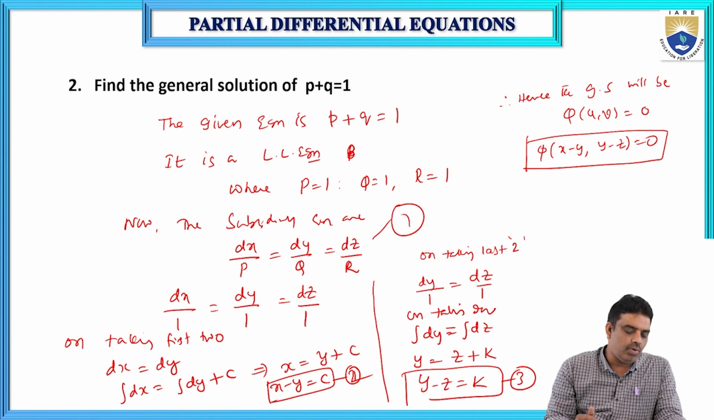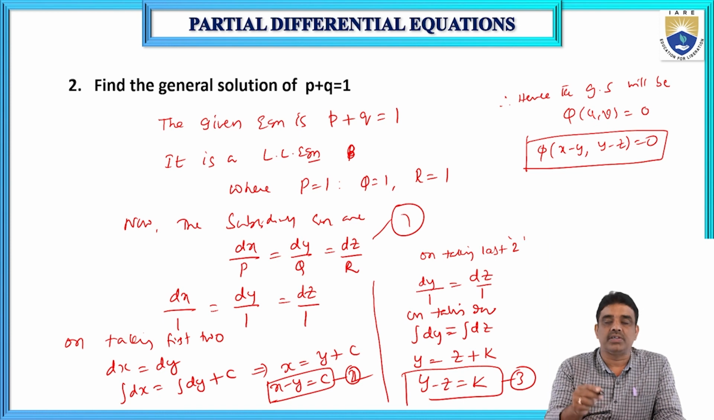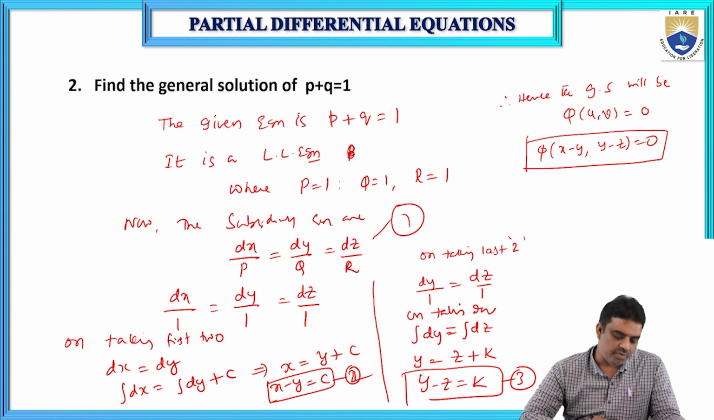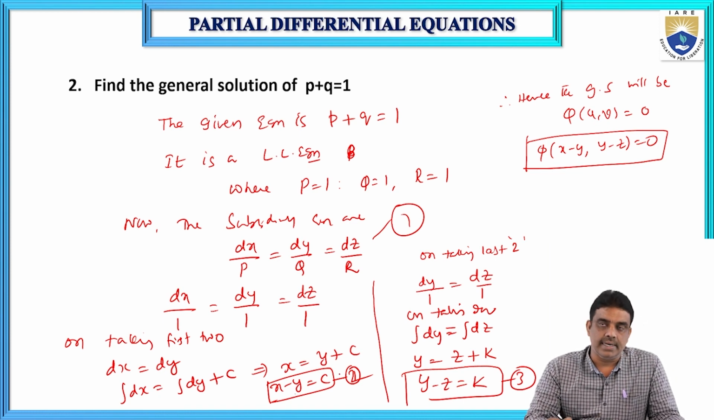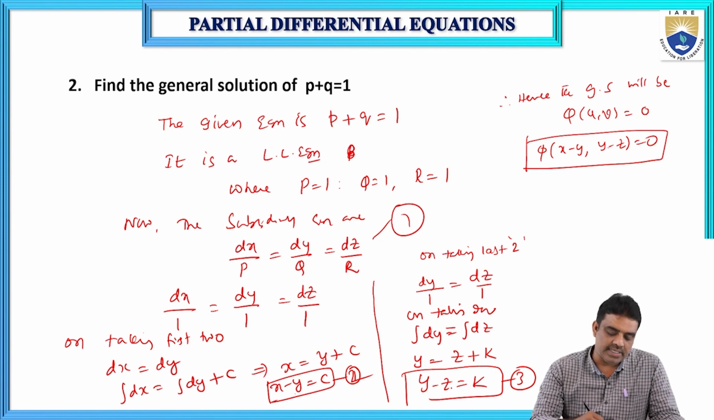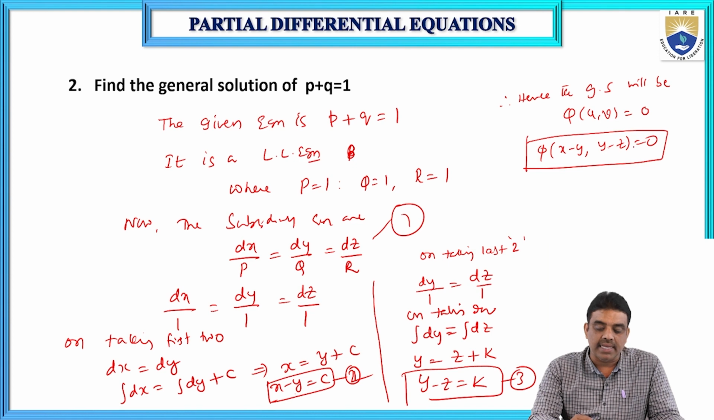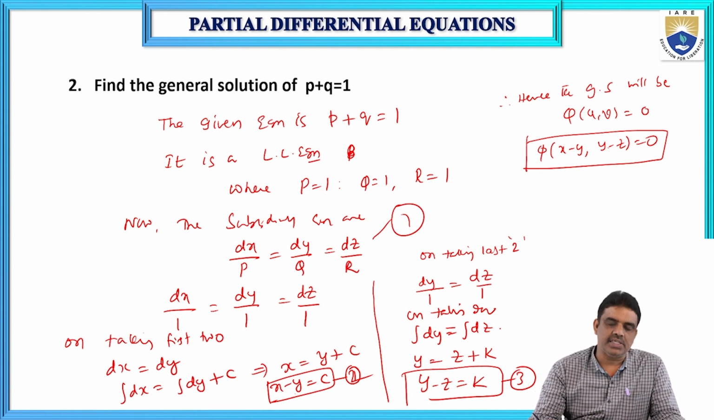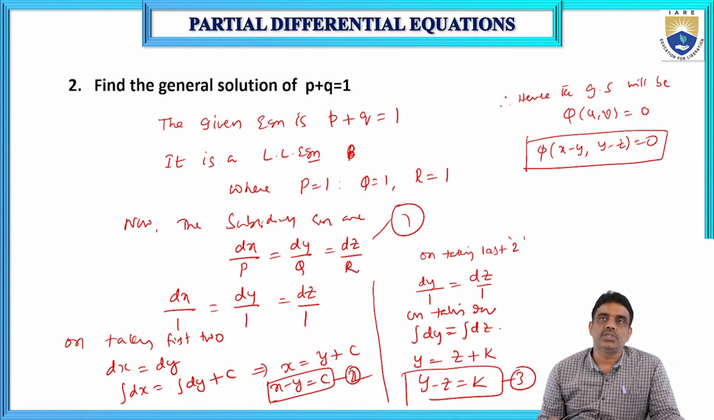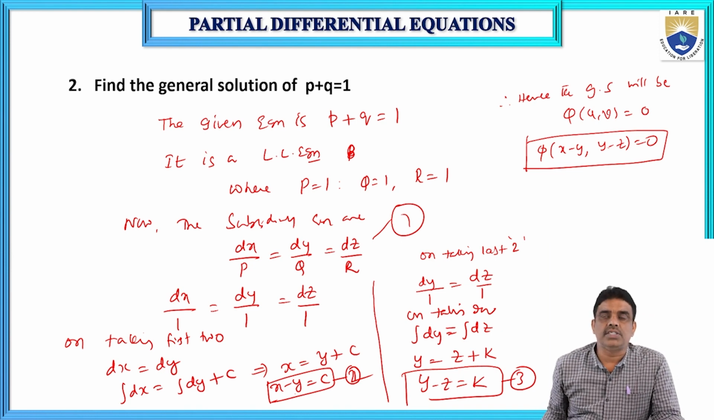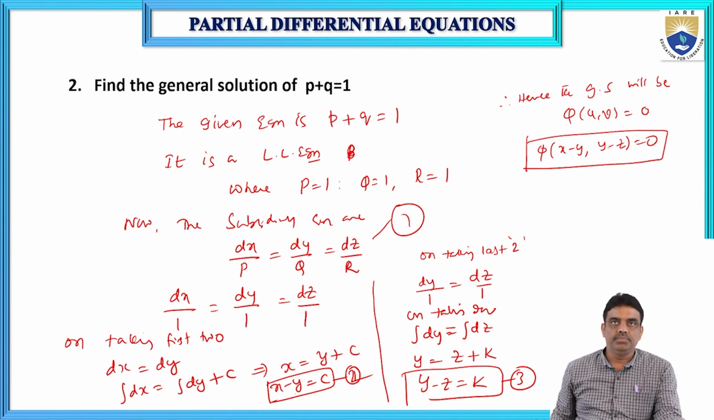As per the working rule, the solution will be phi of u comma v is equal to 0, where u is a function of x, y, z equal to some constant, and v is a function of x, y, z equal to some constant, and phi of c comma k is equal to 0 is the solution. C means x minus y and k means y minus z is the solution of the given partial differential equation.